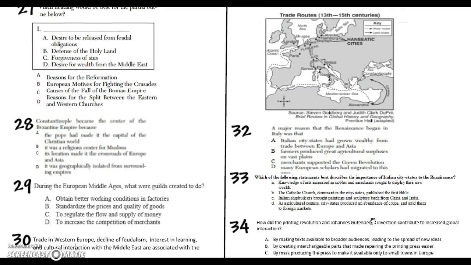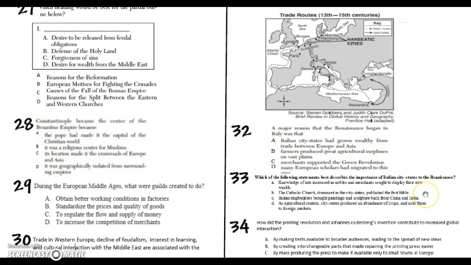Number 32. A major reason that the Renaissance began in Italy was that A, Italian city-states had grown wealthy from trade between Europe and Asia. B, farmers produced great agricultural surpluses on vast plains. C, merchants supported the Green Revolution. D, many European scholars had migrated to this area.